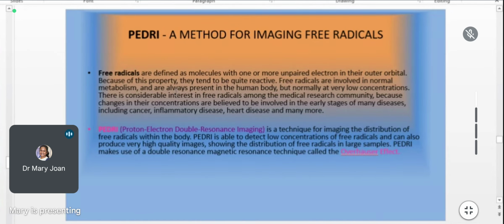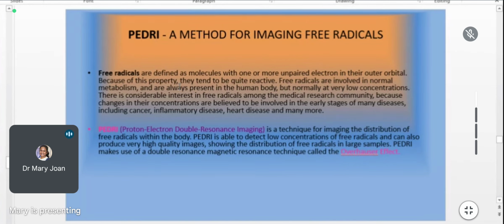So it is able to detect low concentrations of free radicals and can also produce very high quality images showing the distribution of free radicals in large samples. So PEDRI makes use of a double resonance magnetic resonance technique called the Overhauser effect. So just assume it like this.